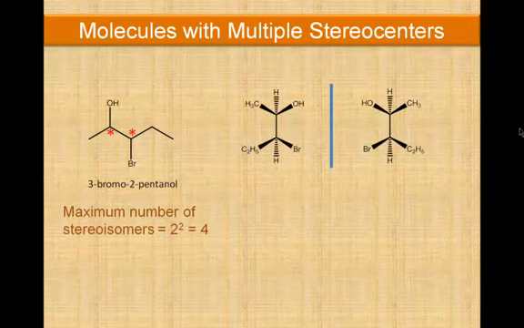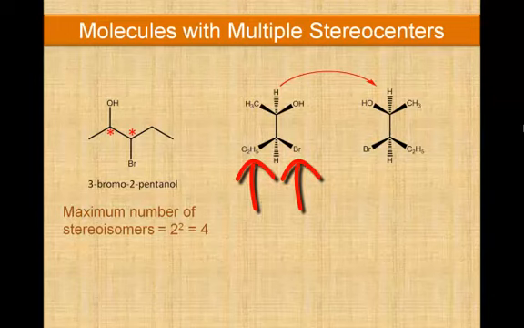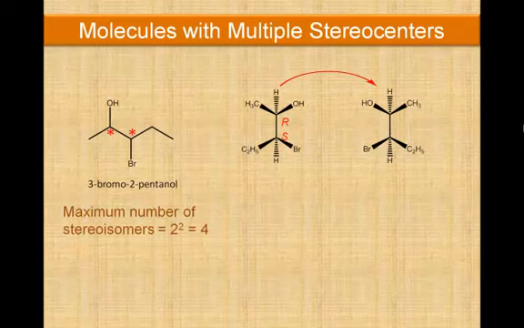Now, I want to point out again that in going from the first representation to the second representation, what I've essentially done is switched these two groups, and I've switched these two groups, and that gives me my new stereoisomer. The configuration of my stereocenters on the left are R and S, so the mirror image must have the S and R configuration.